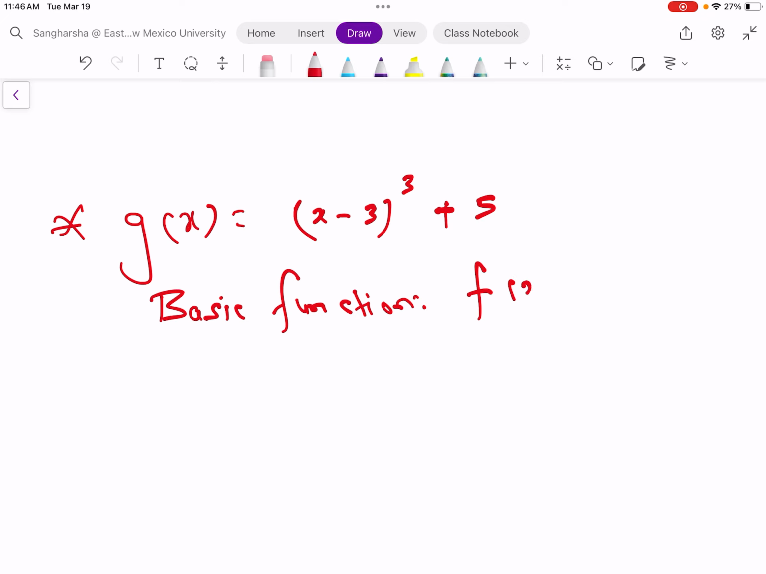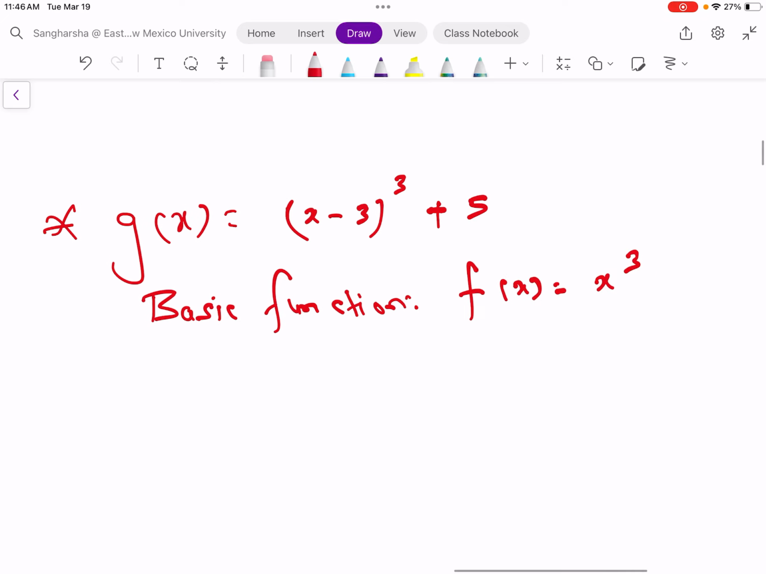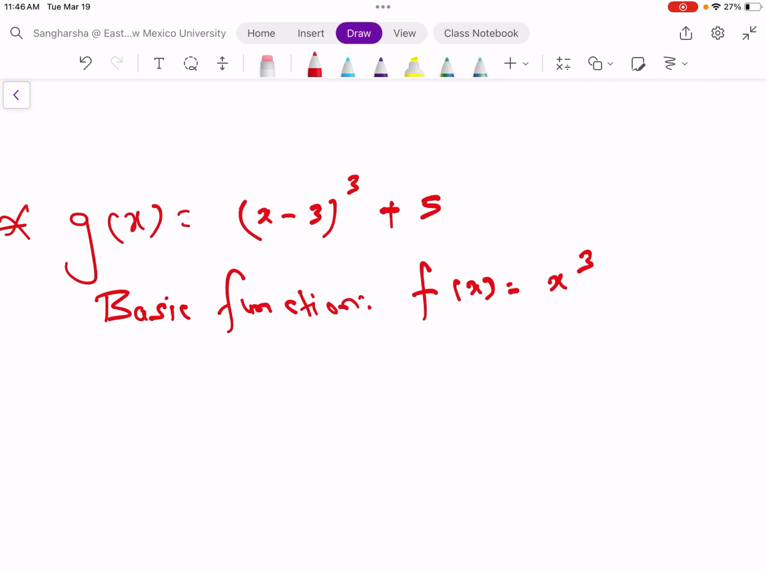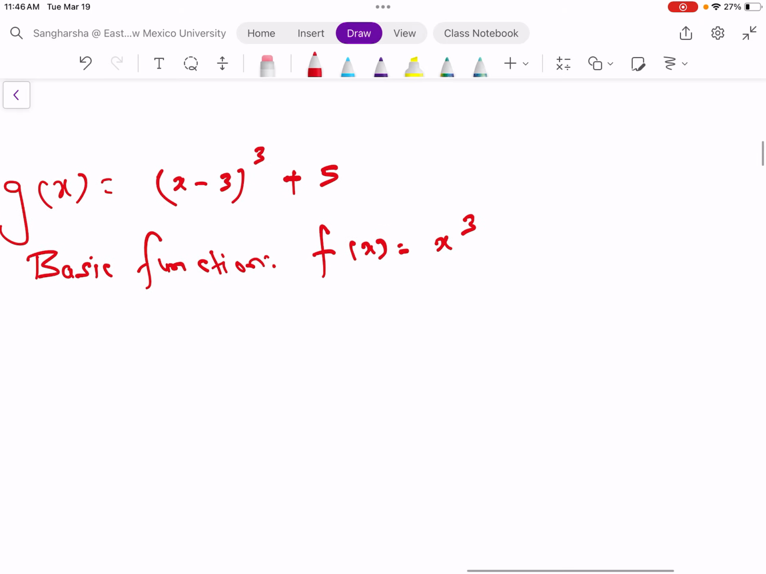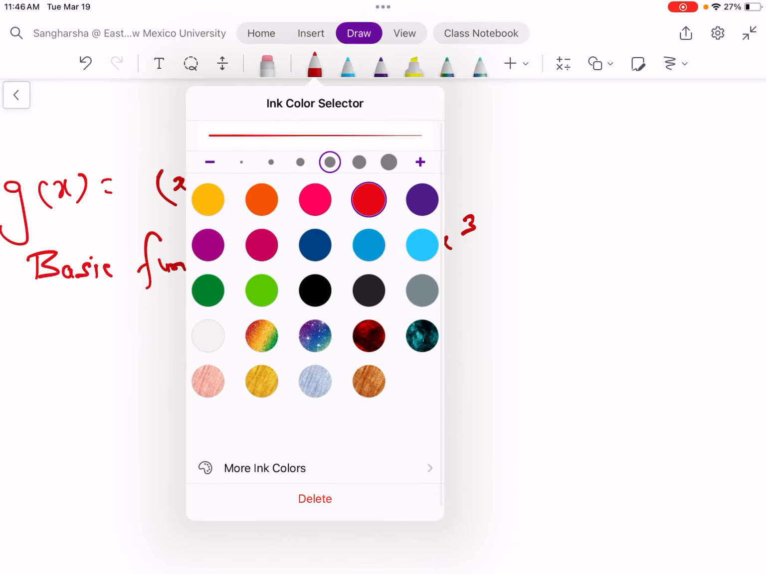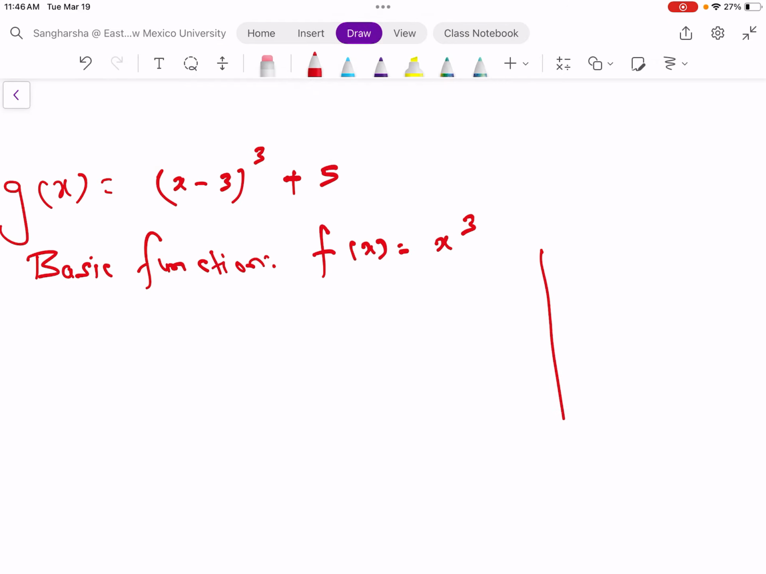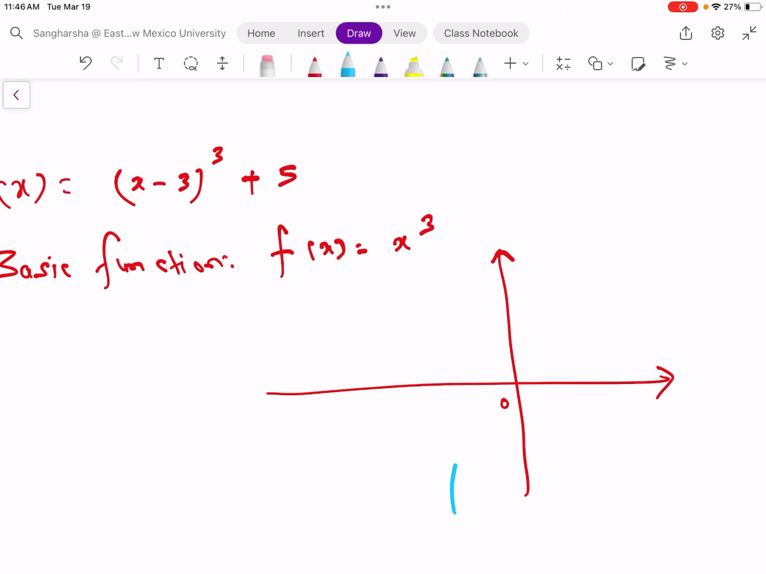The basic cubic function, you can use g(x) or you can just write f(x), is x³. Both of these are cubic functions, which means they're going to have a similar graph, not exactly the same. So let's draw the graph for this basic cubic function. If you don't know the shape of the graph, you have to use a table or the graphing calculator. But we know the graph of the cubic function. Every cubic function looks like this. So this is our cubic function.